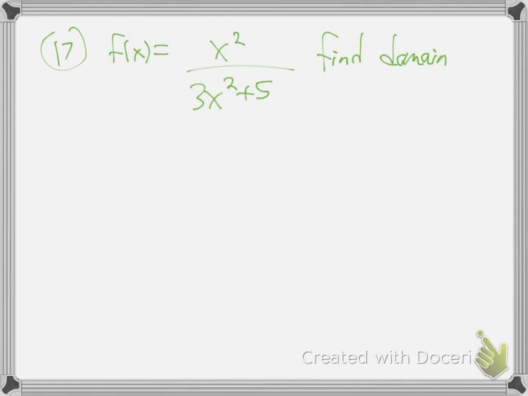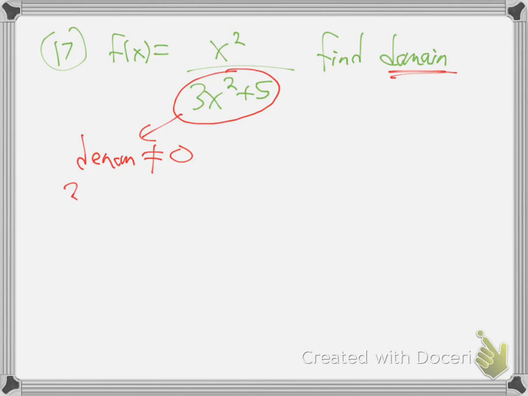What are we going to do with the numerator, the top? Nothing. Who cares? Top can do whatever it wants. We're just going to grab that denominator to find domain, and we're going to say, okay, the denominator cannot be zero. Because if the denominator is zero, that's always a problem. That makes infinity. So denominator not equal to zero. And then can you solve that? Go ahead and solve that. I'll let you do that.